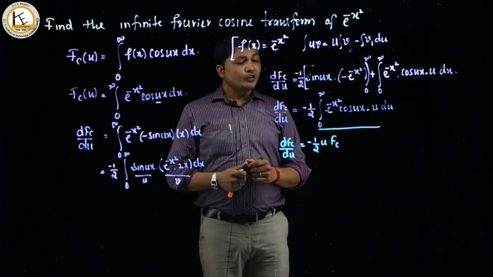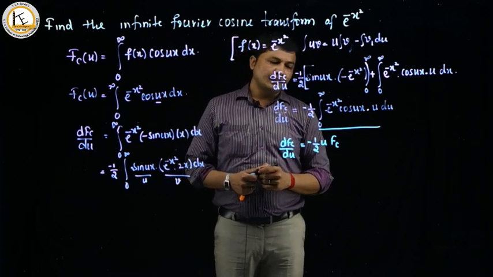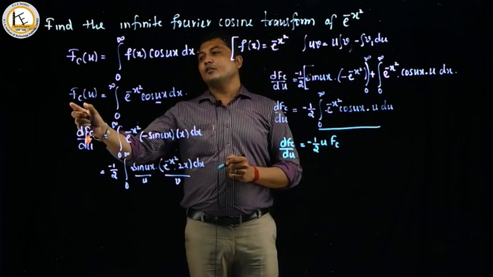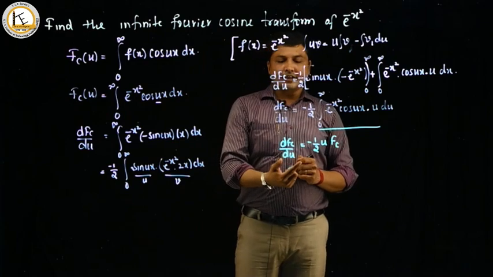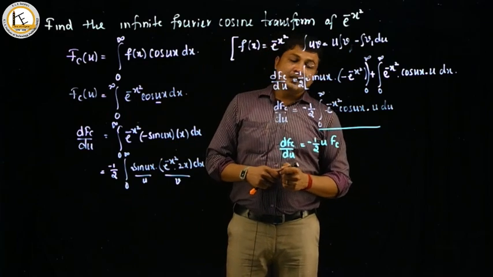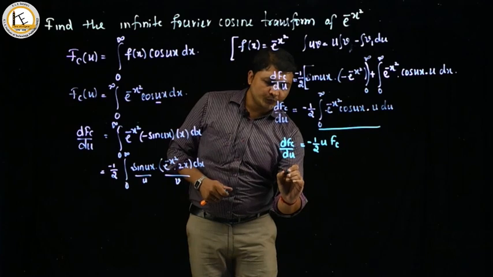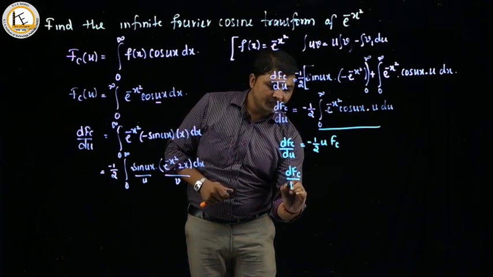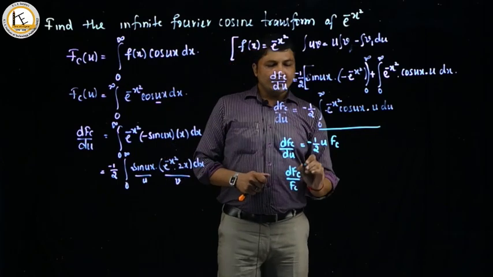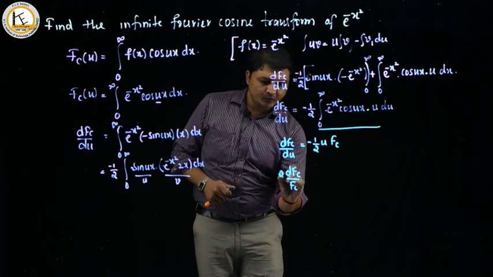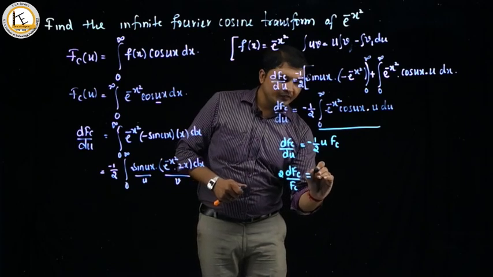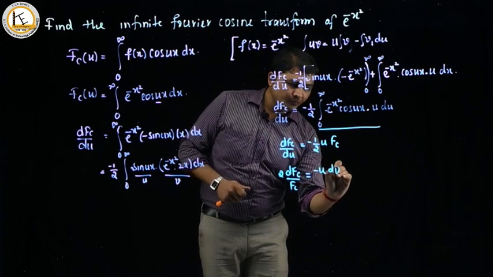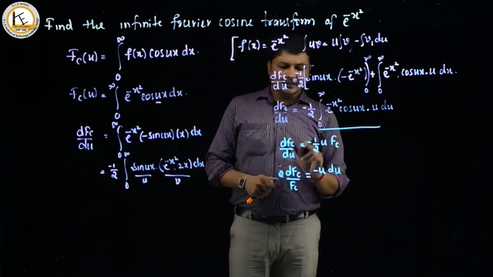Now we need to separate the variables and integrate it. What is our intention? Our intention is to get the value of fc, but here we have a derivative of fc, so we need to get fc here. Therefore we try to separate the variables. So dfc by fc, and I will take this to this side. In the numerator is equal to, here we have u, that is minus u du. Okay, so just cross multiplying this du.